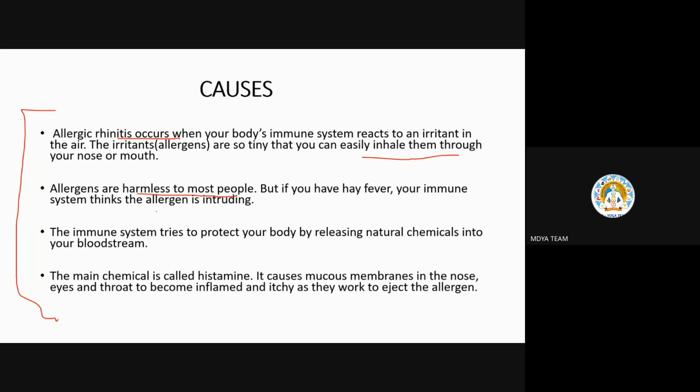So the allergens come inside, and the immune system tries to protect your body and releases natural chemicals in the bloodstream, known as histamine. After histamine is released, it causes the mucous membranes of the nose, mouth region, eyes, throat, etc. to become inflamed. As I told you, why does it get inflamed? It inflames in order to protect our body from these allergens, to eject the allergens out. Their method of protection is inflammation and reddishness, etc. This is all whatever I told you, written in summary form.